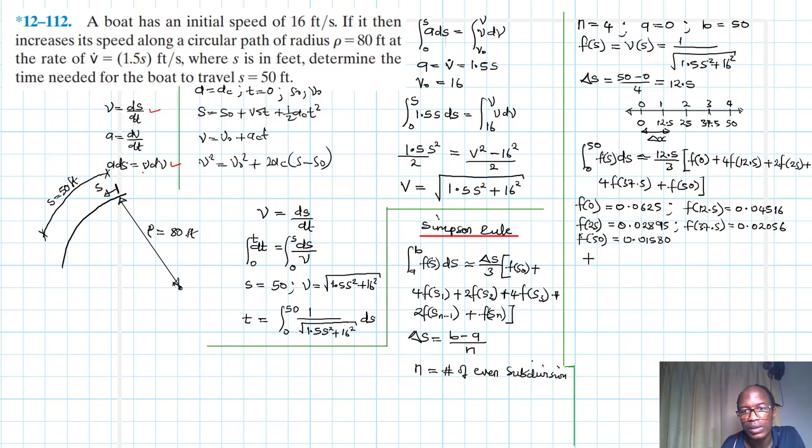Okay, therefore our time is equal to the integral from 0 to 50 of our function, and our solution is approximately equal to 1.66 seconds. I guess we are done. You can check this out using the analytical solution so that you compare with our approximate solution and see how close we were.